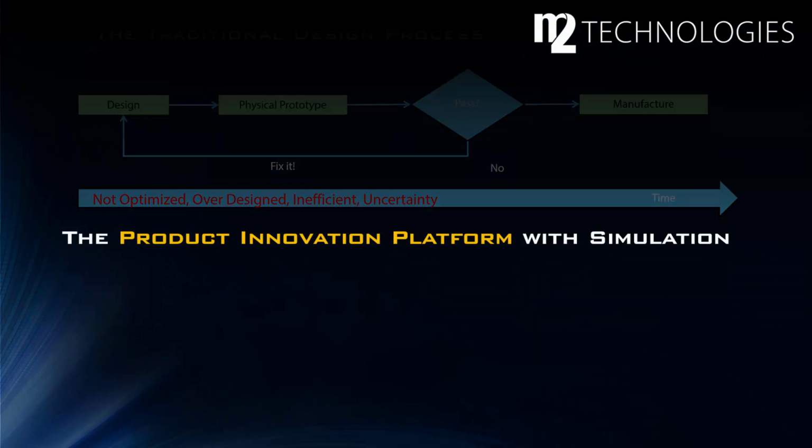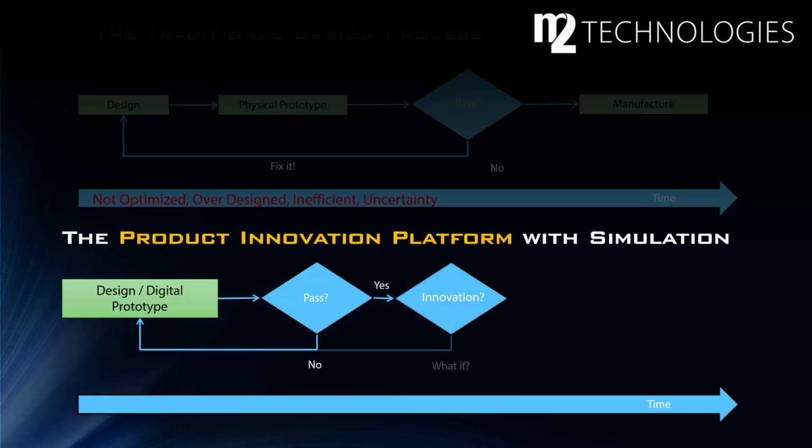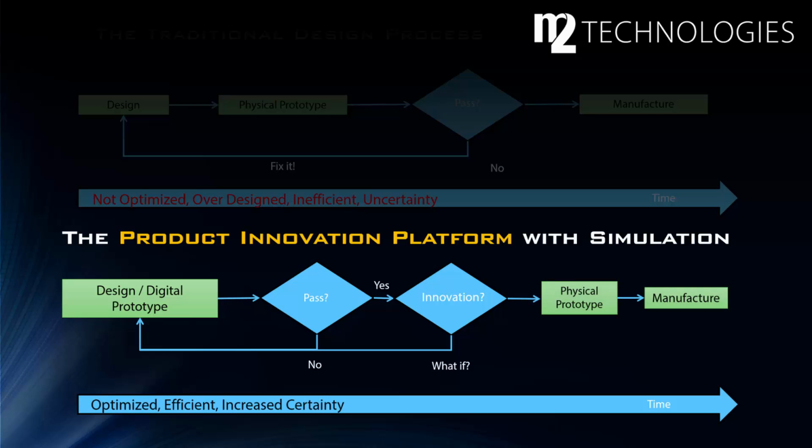In contrast, the Product Innovation Platform uses simulation, or virtual testing, to eliminate failed designs before a physical prototype is constructed. Initial concepts may fail to meet requirements, but iterating digitally is far less time-consuming and costly than iterating physically. In fact, iterating the design is so efficient with simulation that the designer can afford to continue iterating even when the design is passed, in the search for a design that not only works, but is of the highest quality and lowest cost. New innovations can take shape, and better products are the result. All of this before the first physical prototype is constructed.